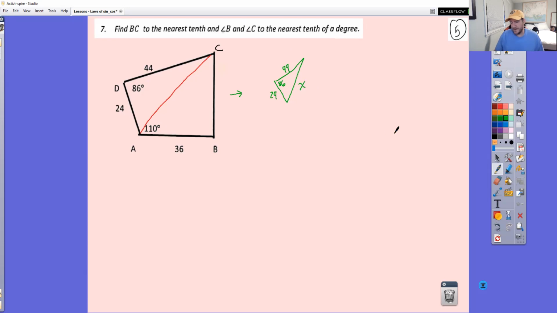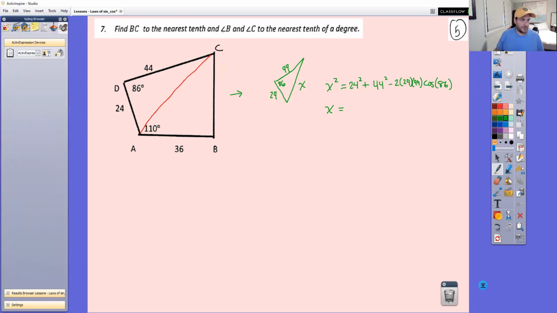So you now do the law of cosines to find it. God, I'm not going to walk you through it. It's just too much, but you guys should understand that that's what we're going to do. So we would say what? X squared equals the 24 squared plus the 44 squared minus 2 times 24 times 44 times the cosine of 86. And I'm just going to go straight to the answer from here. I'm not going to show steps.